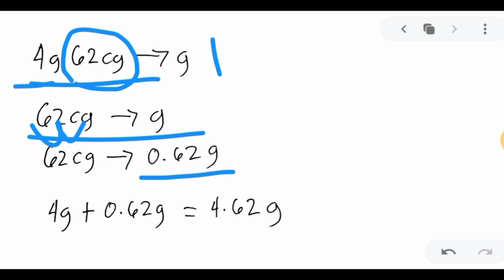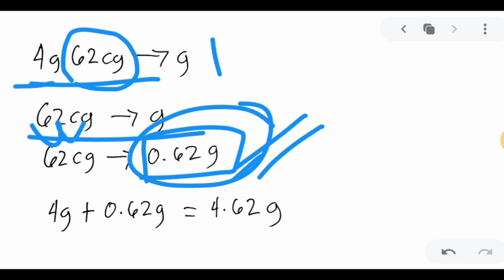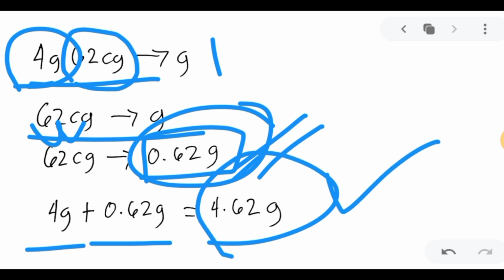That will be 0.62 grams. Or 62 divided by 100, the same answer pa rin. Then, since this is already expressed in grams, you just have to add this one into this 4 gram here. So 4 grams plus 0.62 gram, that is 4.62 grams the answer. So, that is all for the metric system of measurement.